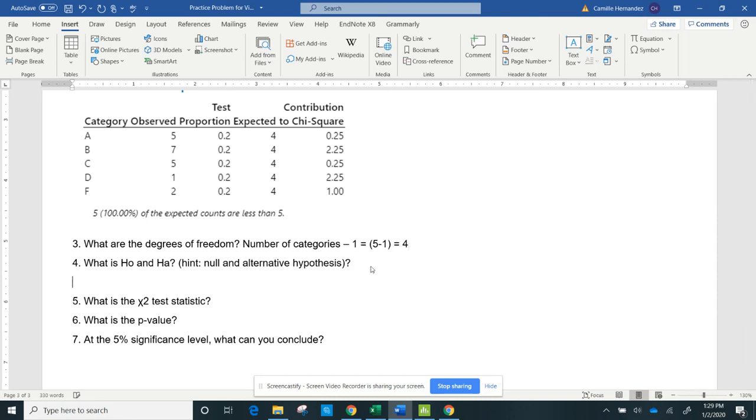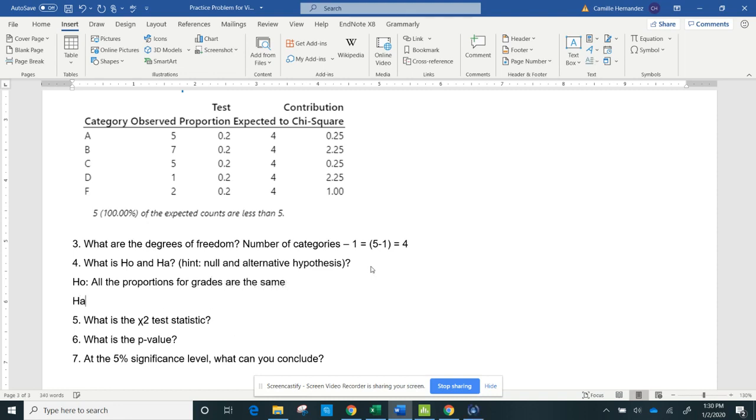All right, so let's do my null and my alternative. My null is that all the proportions for grades are the same. Okay, what's my alternative? At least one proportion is different. Okay, so I have my two hypotheses. So now I can solve my problem.